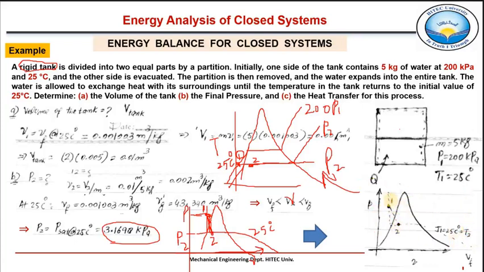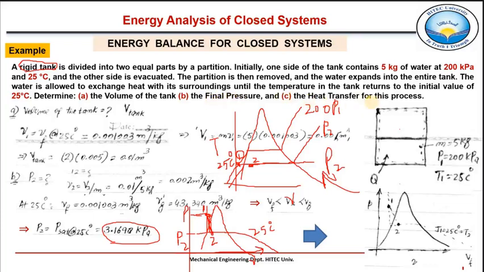So from 1 to 2, that is a constant temperature line, right? And from 1 to 2, it has followed some path which we have joined from 1 to 2. The area under this curve represents the work done during this process, because water has expanded, so it does some work against the external pressure. Okay, so this was part B, to find out the final pressure.